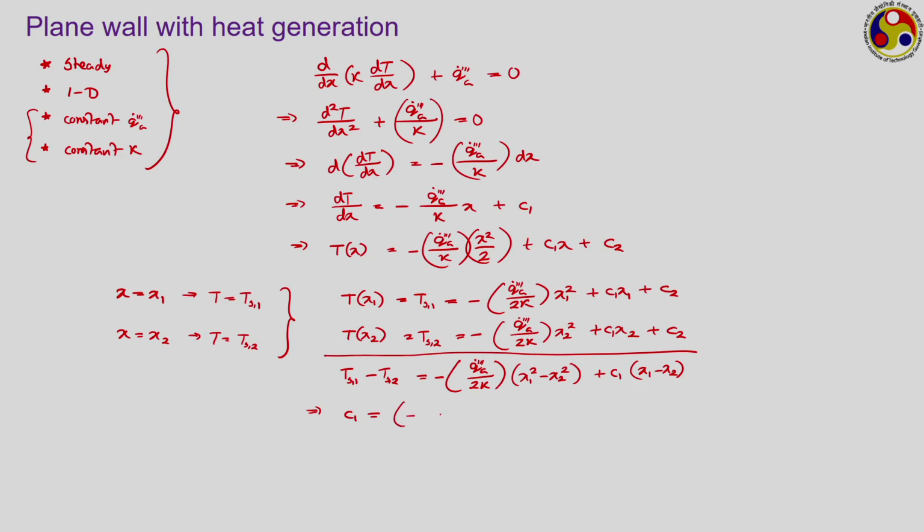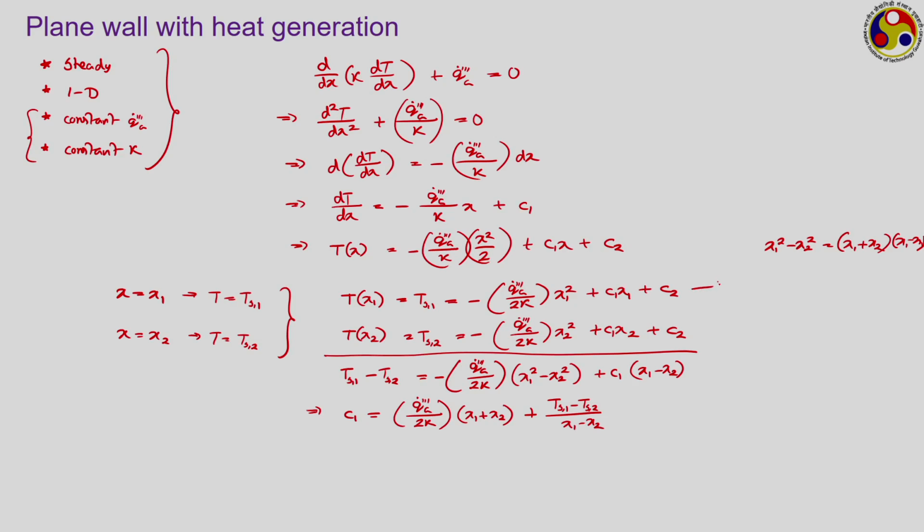So, it becomes then q 0 triple prime upon twice k into x 1 square minus x 2 square, which can be written as x 1 plus x 2 into x 1 minus x 2. So, divided by x 1 minus x 2, it just reduces to x 1 plus x 2, and we have T s 1 minus T s 2 upon x 1 minus x 2, which is our C 1. Now, I have to get C 2.